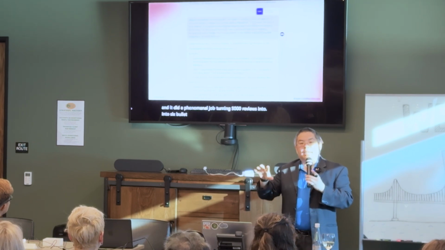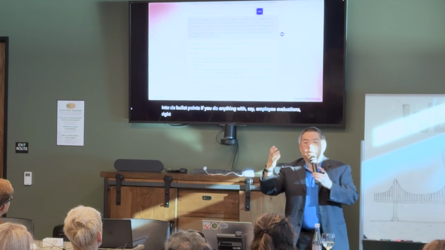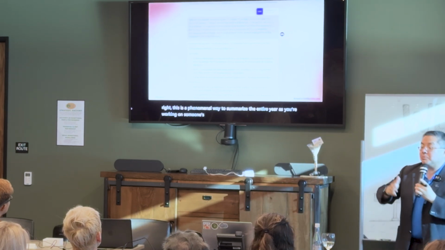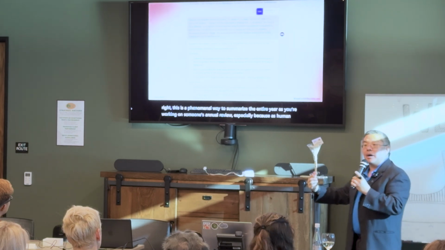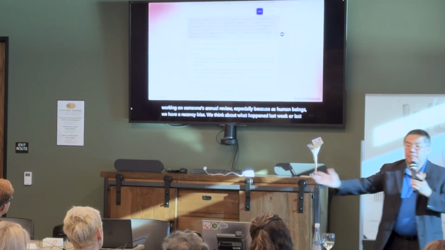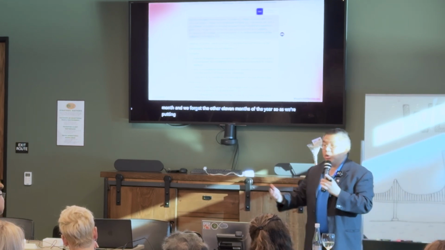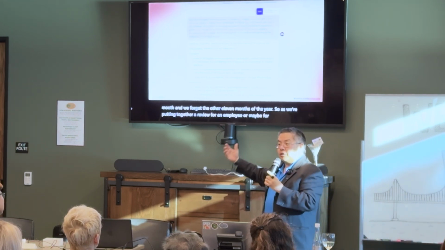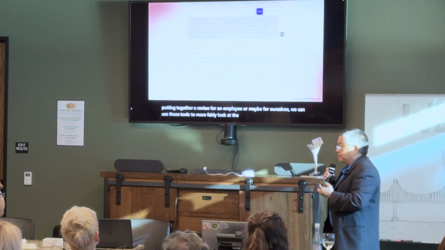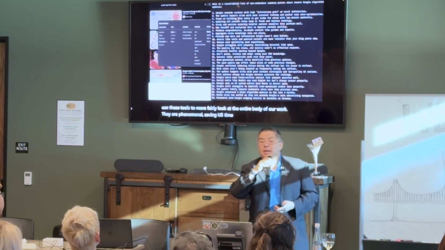If you do anything with, say, employee evaluations, this is a phenomenal way to summarize the entire year as you're working on someone's annual review, especially because as human beings, we have a recency bias. We think about what happened last week or last month, and we forget the other 11 months of the year. So as we're putting together a review for an employee, or maybe for ourselves, we can use these tools to more fairly look at the entire body of our work. They are phenomenal at saving us time with professional development.